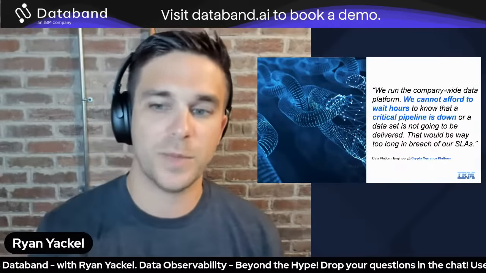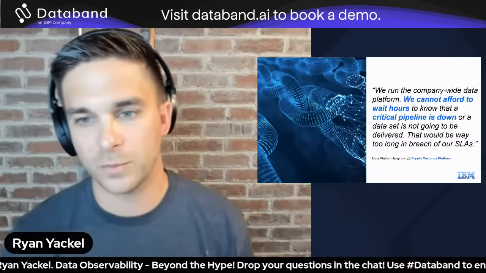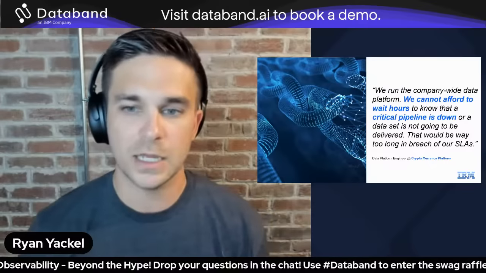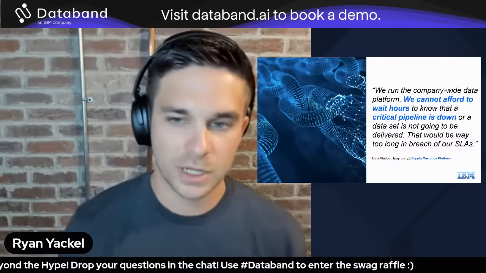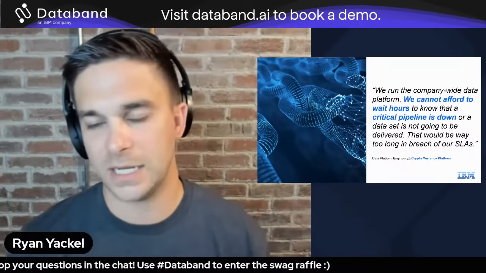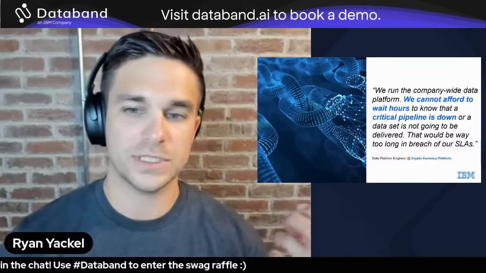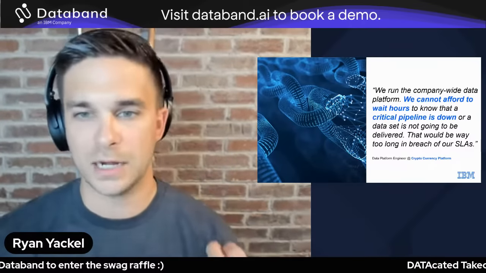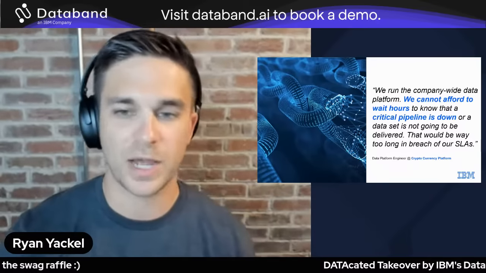This is from a cryptocurrency platform provider. They said, we cannot afford to wait if a critical pipeline is down, because then we'd be way in breach of our data SLAs. It's a problem with teams delivering data on time and also making sure that their infrastructure and data pipelines are set up in a correct way so they can meet those SLAs.